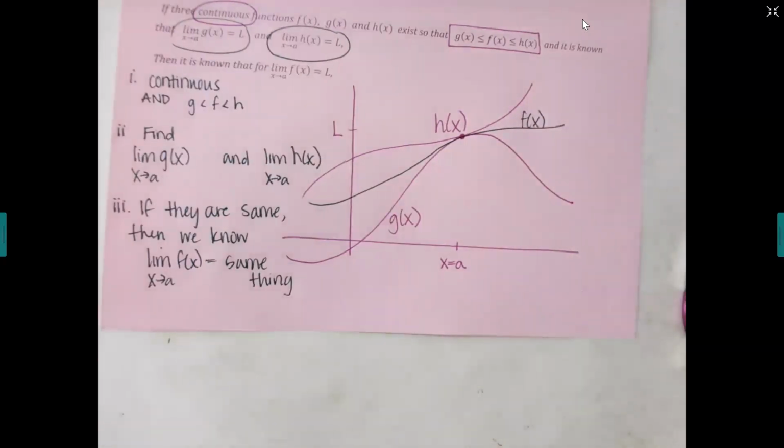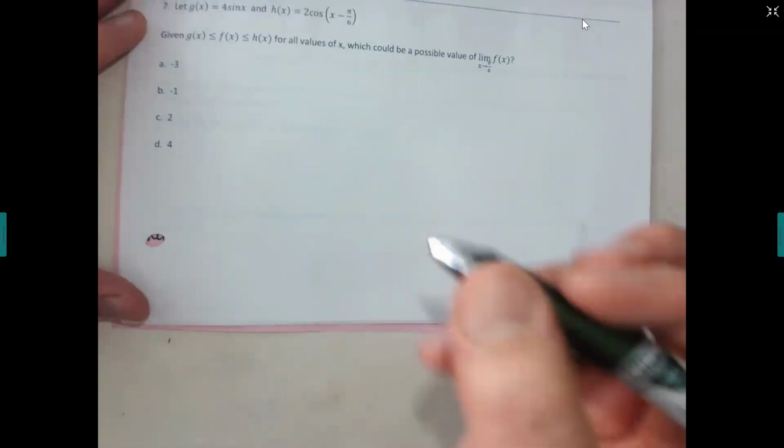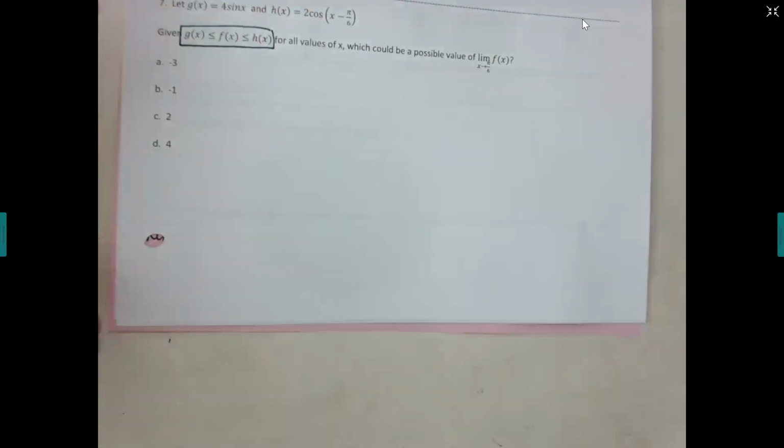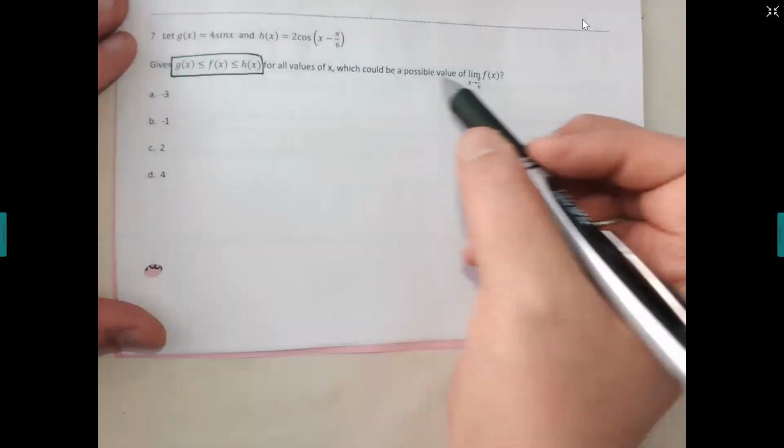At question number 7. Question number 7. Anybody need more time on this? Go ahead. All right, so it says right here, this is 100% gonna be squeeze theorem pretty much anytime that it says this. Okay, that my F gets squeezed between G and H, and it says what would have to be the limit of F as X approaches pi over 6.